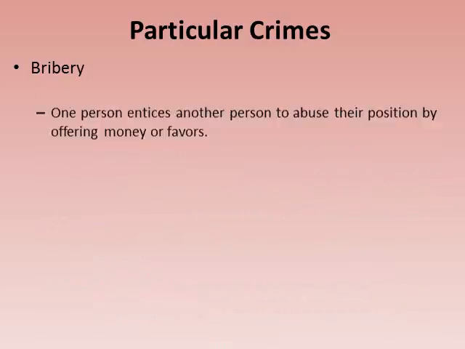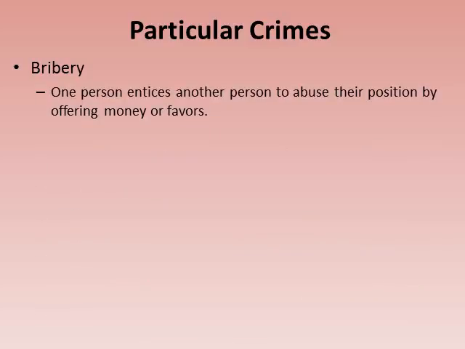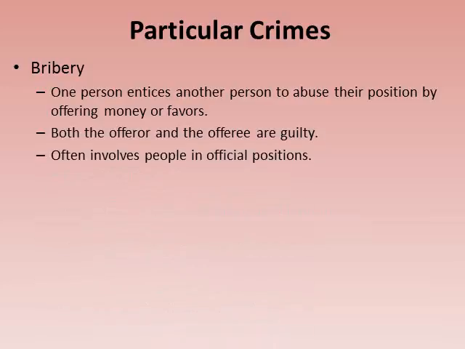We also have bribery, which happens when one person entices another person to abuse their position by offering money or favors. Both the offeror and the offeree are guilty of bribery in this situation. And this will often involve people in official positions. So you might have a situation where, for instance, a factory can only get up and running if some government inspector shows up and passes it, and so they offer something to that inspector to make things go a little more smoothly.